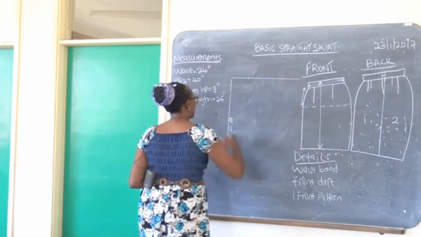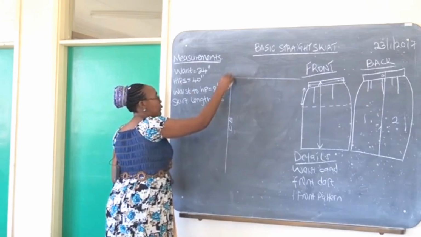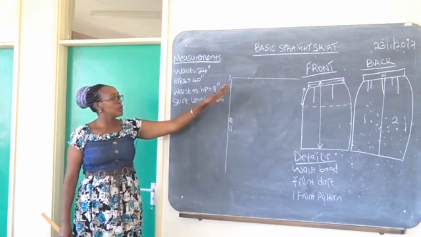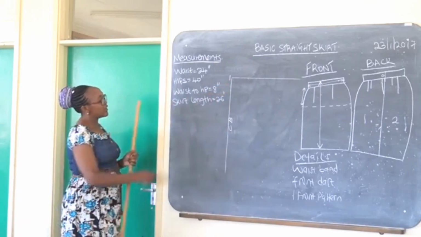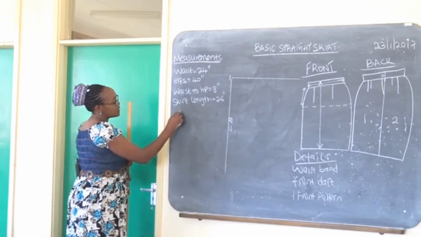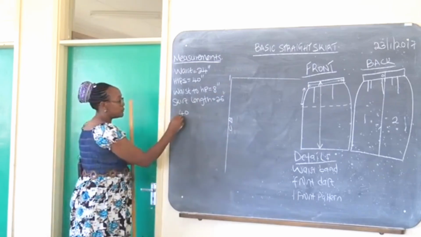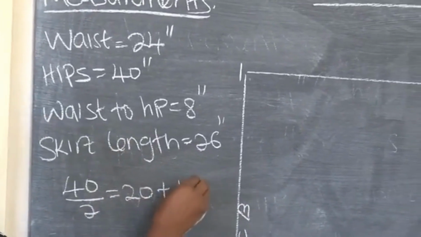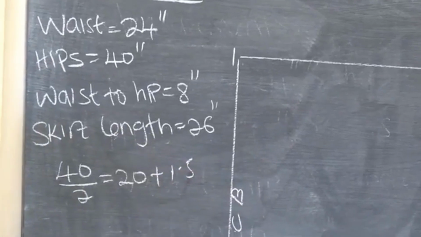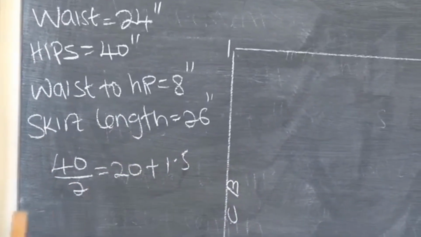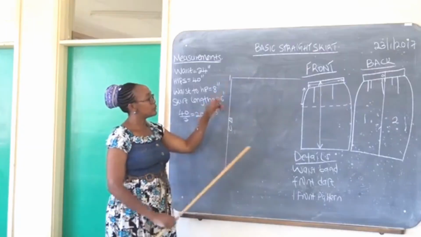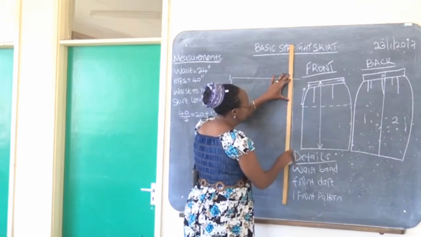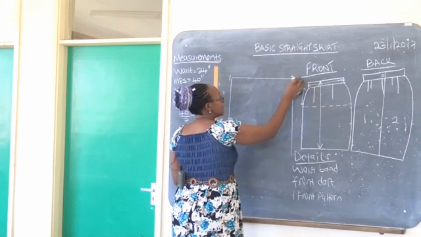Center back line. So this becomes your point number 1 when developing a skirt. For you to get point number 2, you need to divide the hip measurement. The hips measurement, which is 40, you divide it by 2, you get 20 plus 1.5 of an inch. So this will be 21.5. You measure from point 1 to point 2, you measure your 21.5 inches, and then this becomes your point number 2.